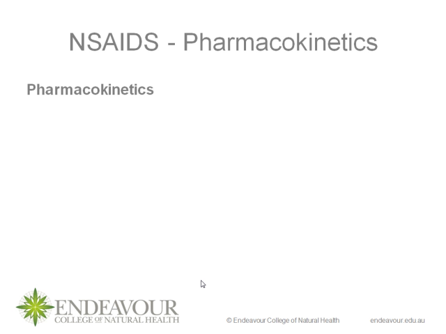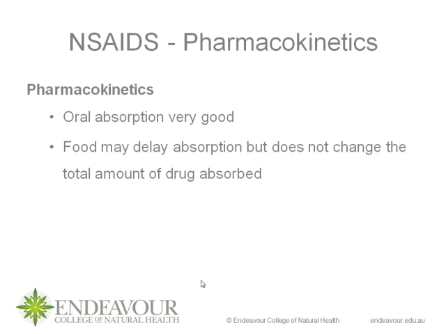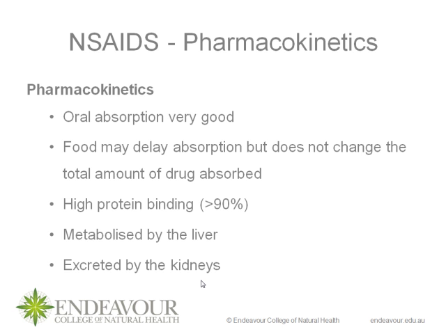The pharmacokinetics of the non-steroidal anti-inflammatory drugs are that they are absorbed quite well when given by the oral route of administration. Food might delay absorption, but does not change the total amount of drug that is absorbed. They show a high protein binding in the plasma. They will mostly bind to albumin. In the free drug state, they are metabolized by the liver and excreted by the kidneys.